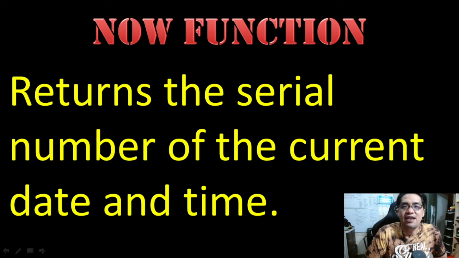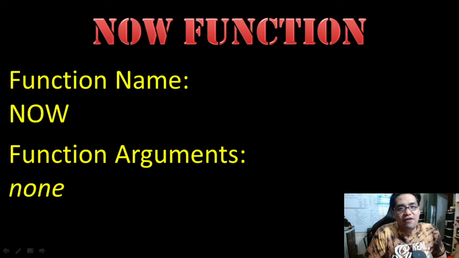First, let's have the now function. The now function returns the serial number of the current date and time. For the now function, the function name is now, and for the function arguments, there are actually none.